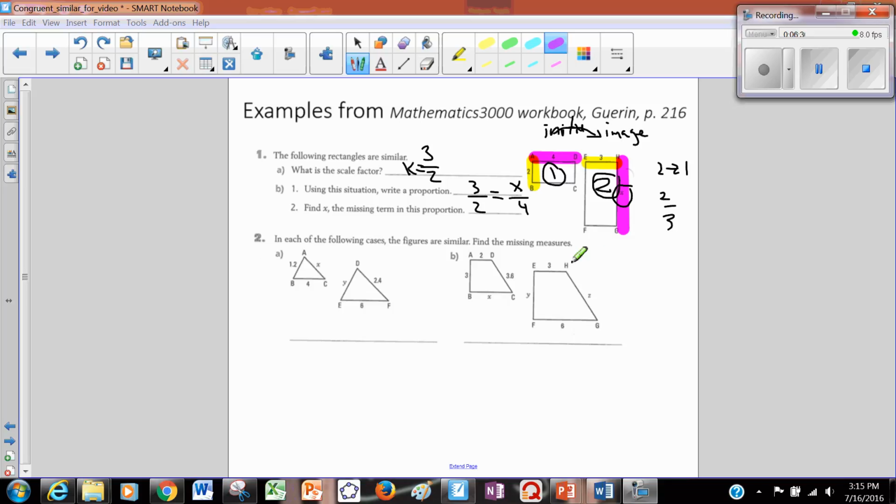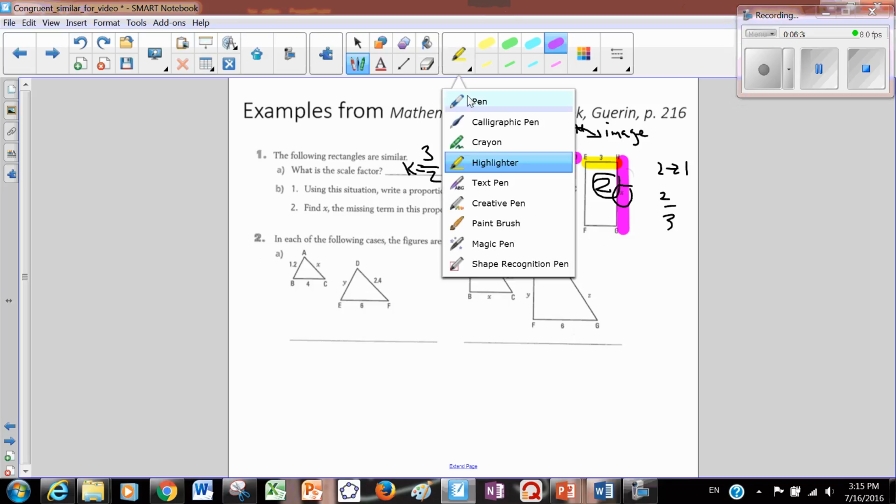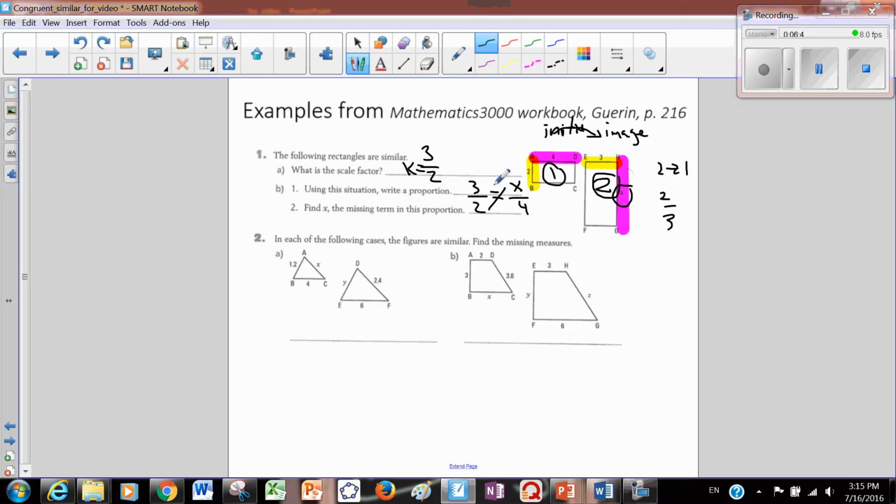Question 2, they're asking us to find x. So if you remember what we can do, let me put it here. 2 times x is equal to 3 times 4. So 2x is equal to 3 times 4. So I'm going to continue here. So 2x has to be equal to 12.